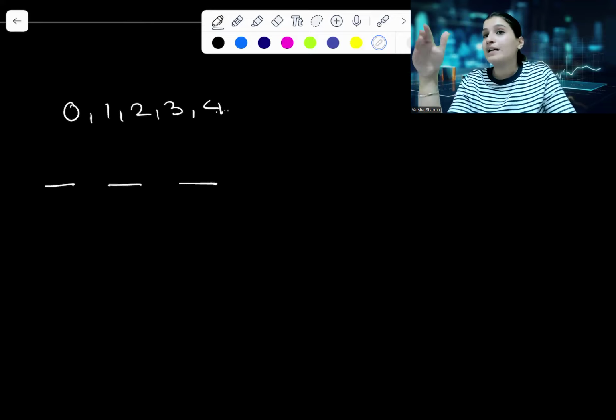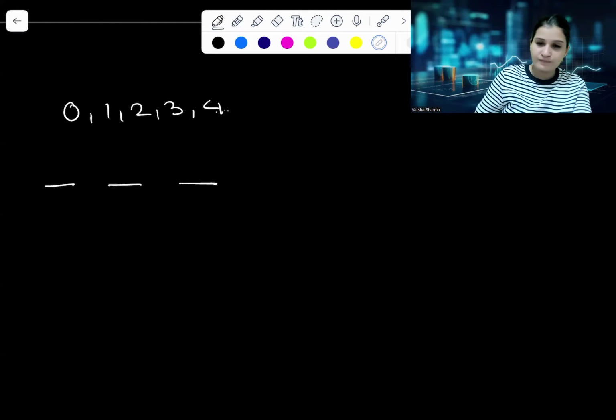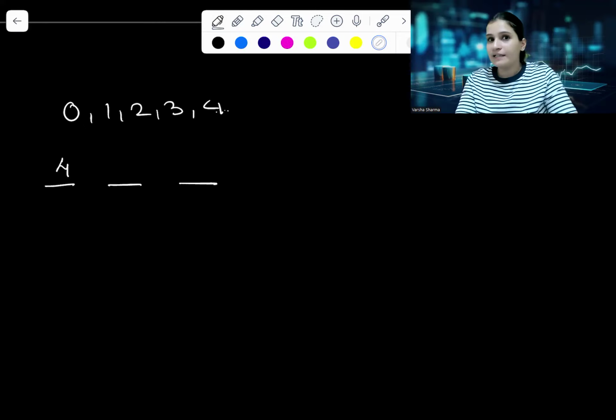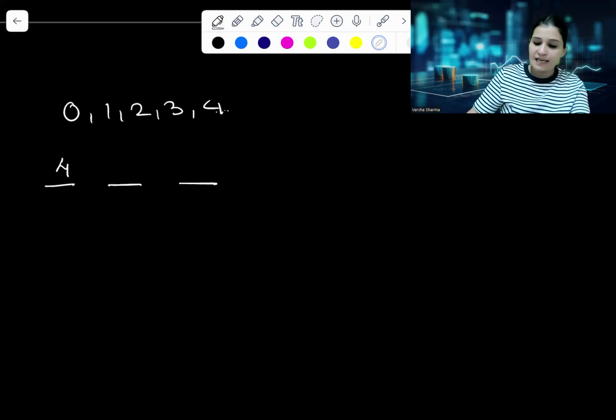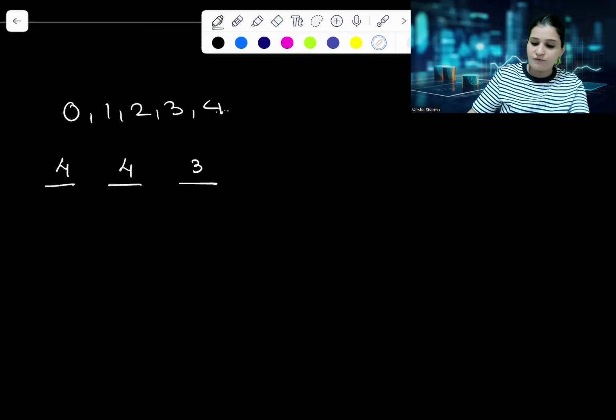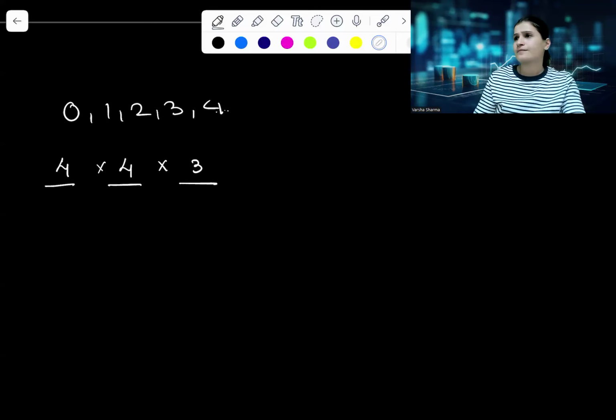So 0 cannot sit in the first place, so the first place has 4 ways. One of the numbers will sit here. So out of 5, one of them is already sitting here. The next place has no problem with 0, so the next place has 4 ways. The third place will have 3 ways. So a total of 4 into 4 into 3, which is 48 ways. Clear?